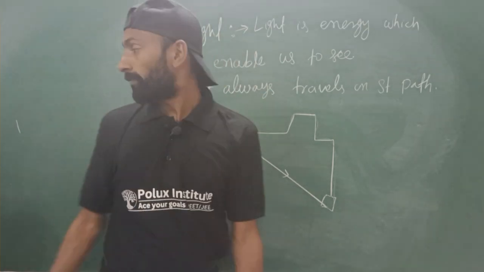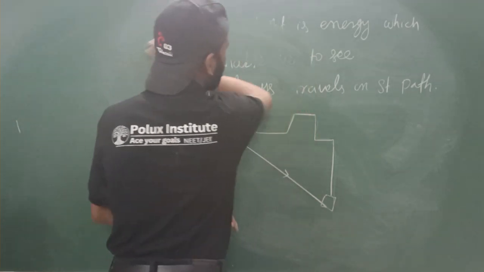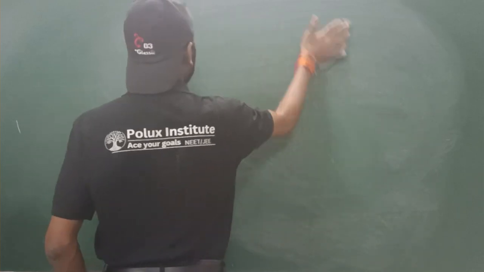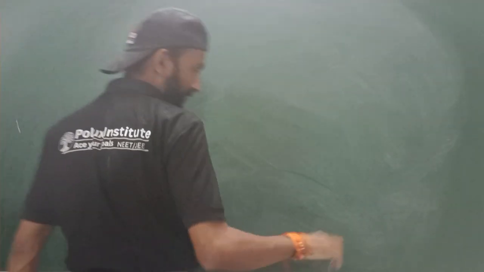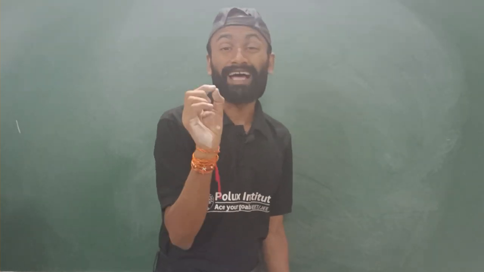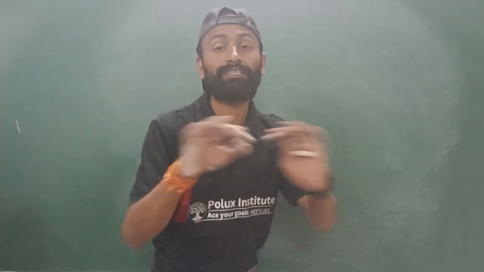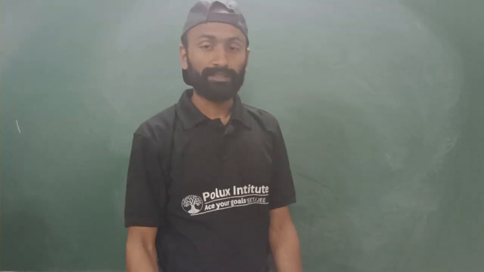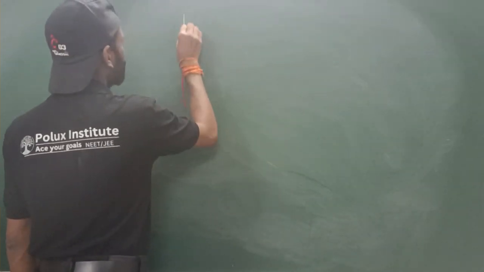Okay, fine. Then another point we need to learn is reflection. First we should know the light. Light is energy which enables us to see, which allows us to see, which helps us to see. Then we have seen that light always travels on the straight path. It does not travel on a curved path. Next is reflection.